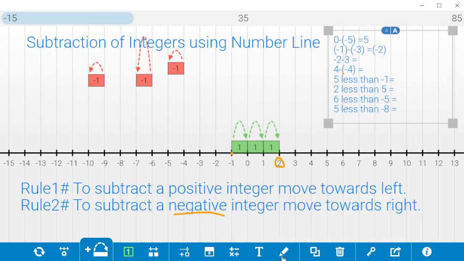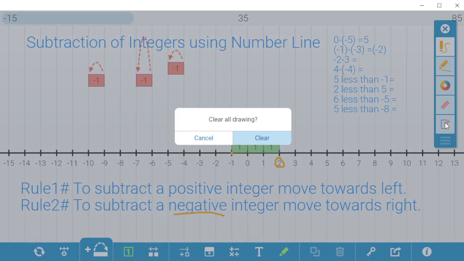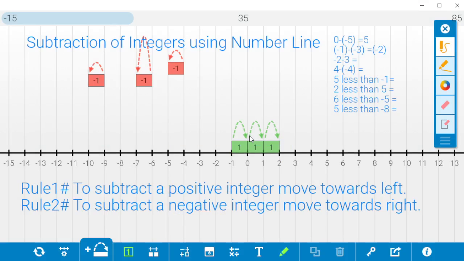So let me clear all these drawings and move towards the next one. Now, the next one is minus 2 minus 3. So first of all, mark this minus 2. And from minus 2, we have to subtract a positive integer this time.